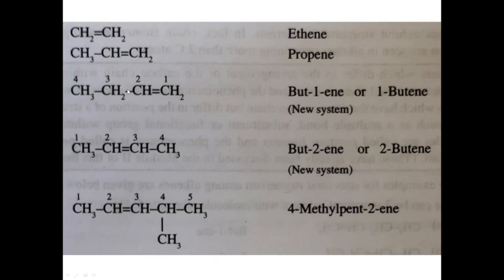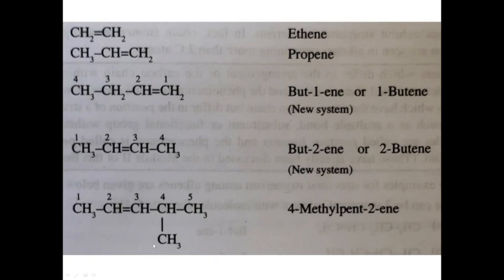Otherwise it is called, previously it was called 1 butene. And in this case the same compound, but the carbon-carbon double bond is present between 2 and 3. Here it is what is called but 2 ene or 2 butene. And in this case this is a little higher alkene.